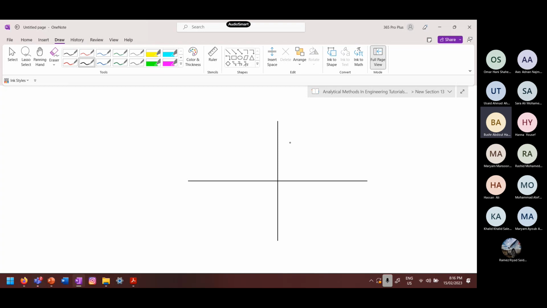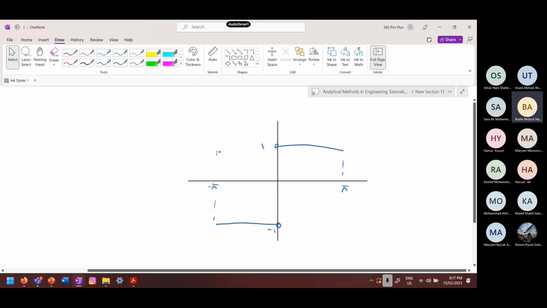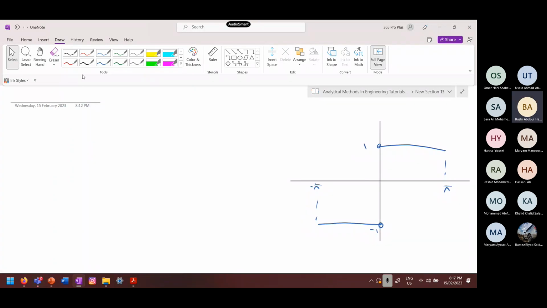Okay, let's say that you're given this function. A step function, not a unit step function. You have it here as pi and here as negative pi. I'm using the interval pi because it's easier to solve. It depends on the doctor's choice in the exam.